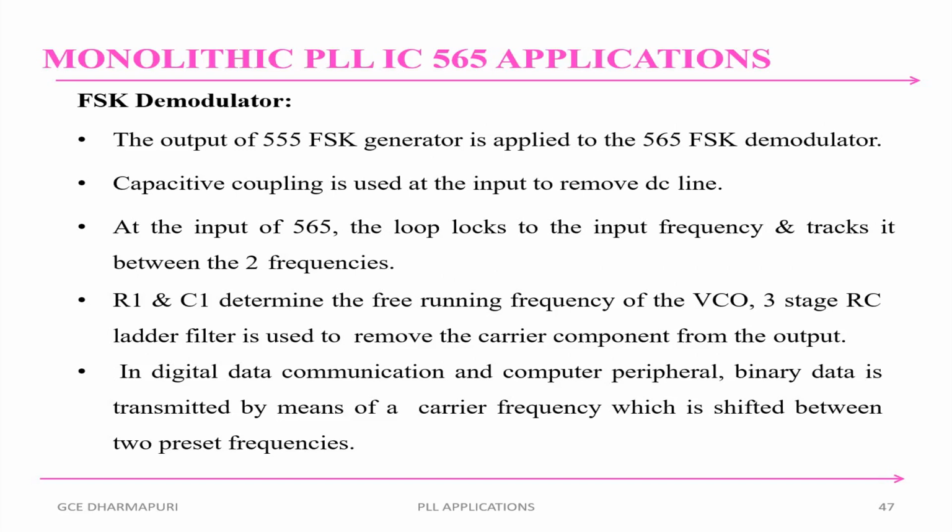FSK demodulator. The output of the 555 FSK generator is applied to the 565 FSK demodulator. Capacitive coupling is used at the input to remove the DC level. At the input of 565, the loop locks to the input frequency and tracks it between the two frequencies. R1 and C1 determine the free-running frequency of VCO. A 3-stage RC ladder filter is used to remove the carrier component from the output.